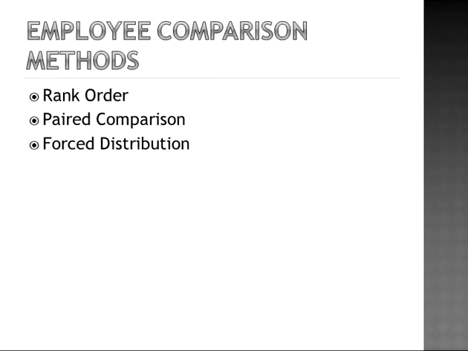We have employee comparison methods, rank order. A rank order is basically a method of performance appraisal in which employees are ranked from best to worst. We have paired comparison, a form of ranking in which a group of employees to be ranked are compared one pair at a time. And then we have forced distribution, a performance appraisal method in which a predetermined percentage of employees are placed into a number of performance categories. Again, we force them into these distributions.